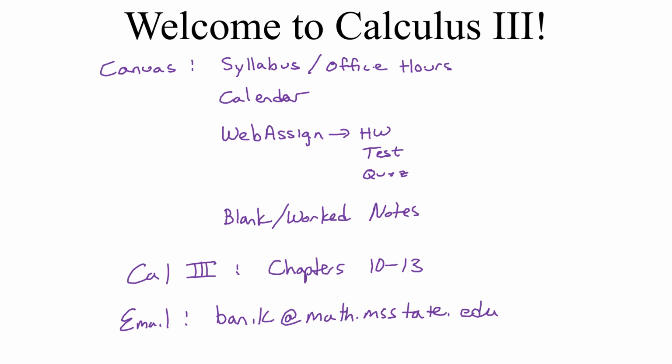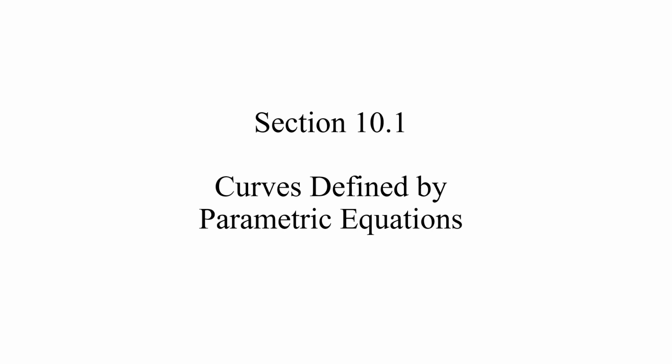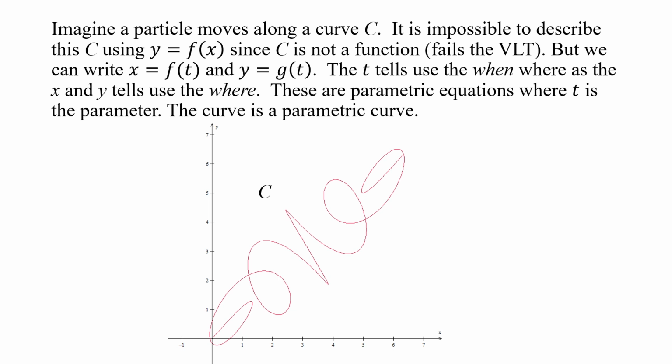So let's start with Cal 3. Cal 3 starts with 10.1, which is parametric curves, or curves defined by parametric equations. And so what is that? Well, imagine that you have a particle that moves along a curve, and it's wobbling and wibbling all over the place, so it's not going in a very good line, and it ends up being impossible to describe that curve using our notation from what you would see back in Cal 1 or Cal 2, where y is a function of x. So we can't do that here, mainly because it's going to do things like fail the vertical line test.